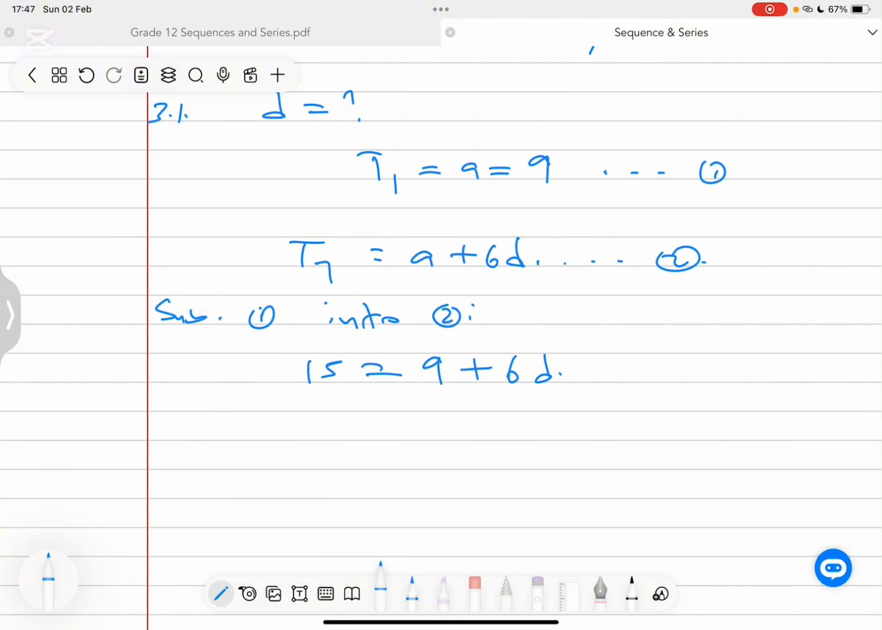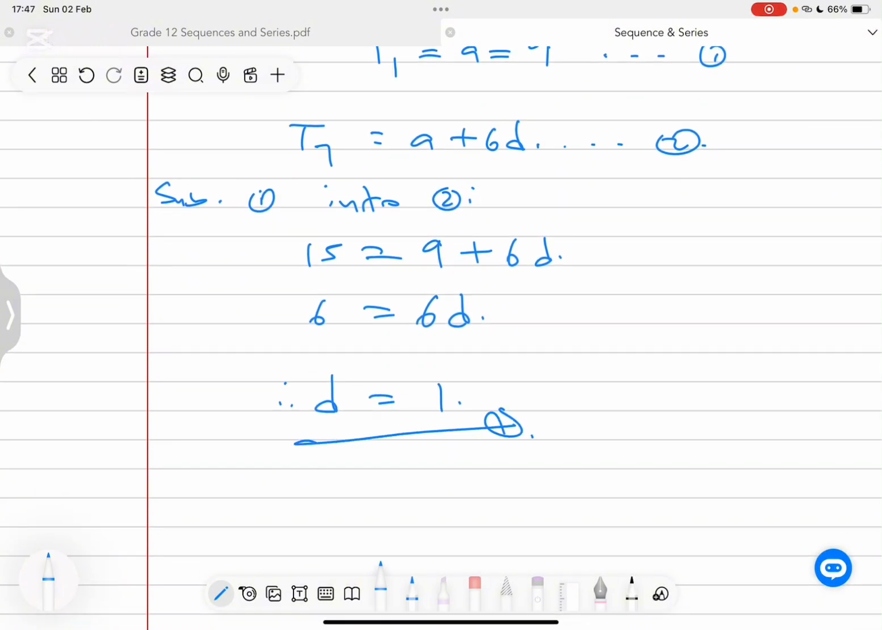Now we are going to take the 9 this side, so that we have 15 minus 9, and 15 minus 9 should give us 6, which is equal to 6 times d this side. Now we're going to divide by the 6 and divide by the 6. Here it cancels, and this side I'm left with d. Then here I have 6 divided by 6, and that should mean that I'm going to get d equals 1, because 6 divided by 6 is indeed 1.